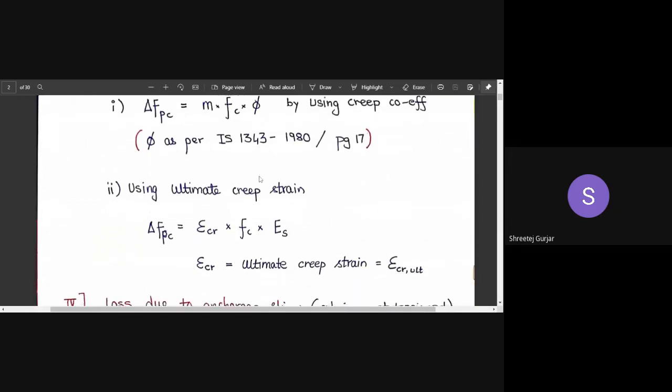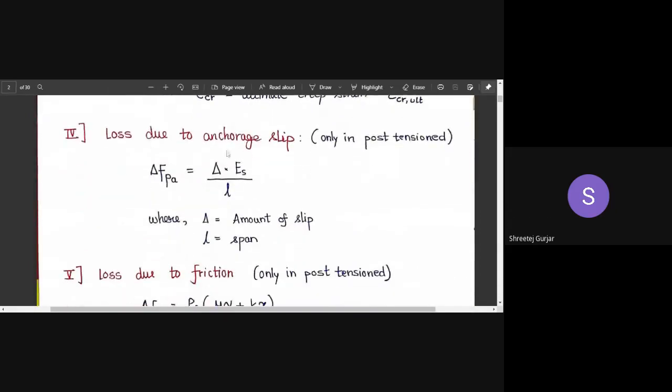Then you have one more loss due to anchorage slip. Delta is the amount of slip, either in mm or whatever unit they have provided. Then Es, and L is the span of your beam or whatever member you are concerned with.